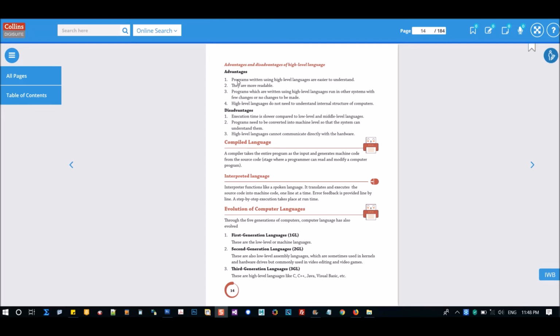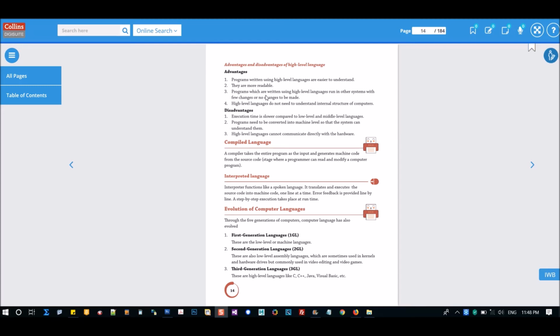Okay, on the next page we have the advantages and disadvantages of high-level language. Programs written using high-level languages are easier to understand. Just like I have told you, it's easier to understand and more readable. And number three, programs written using high-level languages can run on other machines with few changes or no changes to be made. High-level languages do not need to understand the internal structure of computers.